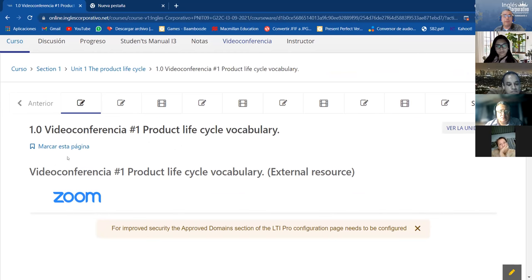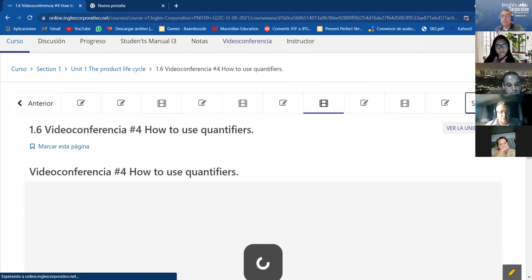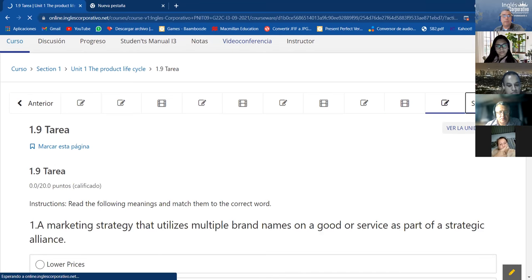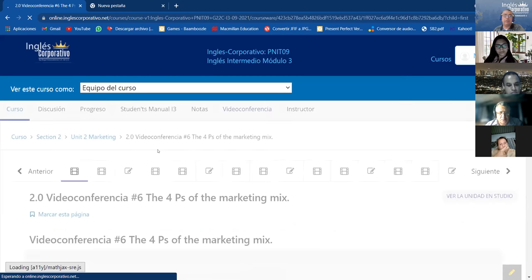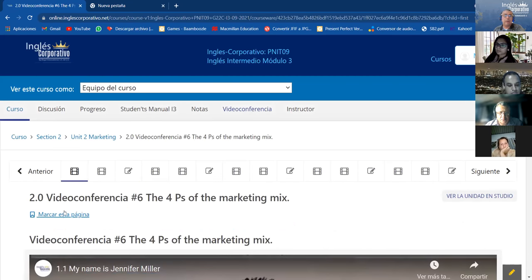Okay, this is for unit 1. And then when you go to unit 2, you're going to see, for example, the exam and more homework for unit number 2, as you can see here. And then you have all these activities. These are the ones you have to do, Abigail.